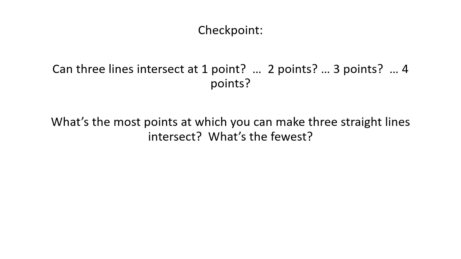So, your checkpoint problem. Take 3 straight lines. Is there a way to make them intersect at just 1 point? Is there a way to make them intersect at 2 points, 3 points, 4 points? What's the most number of points you can make those 3 lines intersect? Can you make 3 lines intersect at 12 different points, at 15 points, at 20 points? What's the most? And then what's the fewest number of points you can make those 3 lines intersect at?